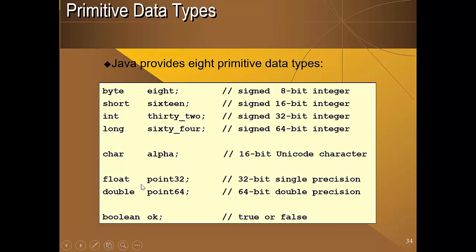Then you have the decimal types. Let's look into them. Float is defined as a 32-bit single precision. 32-bit means what? 2 power 31, that's the range of values it can have. What do we mean by single precision? Let's see an example.